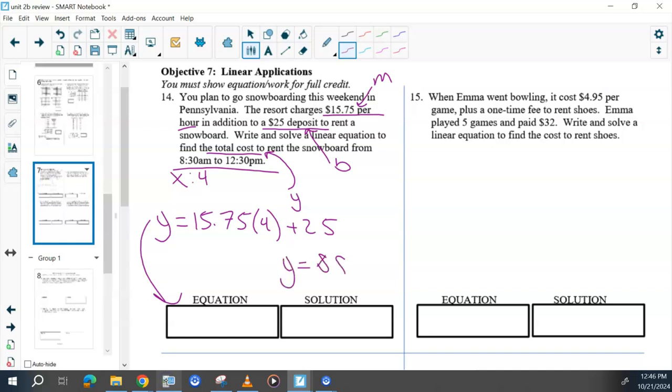Make sure you're putting labels, so $88, since we were looking for total cost. Questions on that one before we do 15?